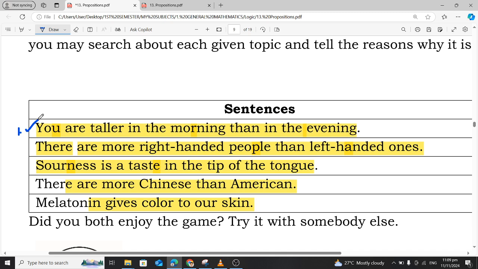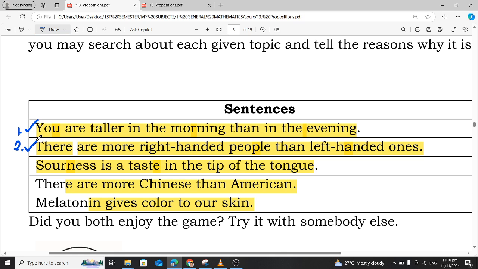Number two, there are more right-handed people than left-handed ones. Okay, number two, is this a fact or a bluff? Still a fact. Daghan kayo right-handed nga tao kaysa left-handed nga tao. That's why sa school, majority ang lingkuranan, mga right gid siya nga armchair.